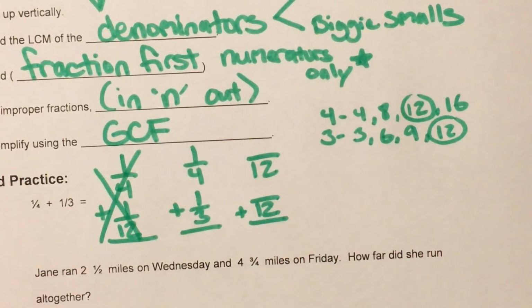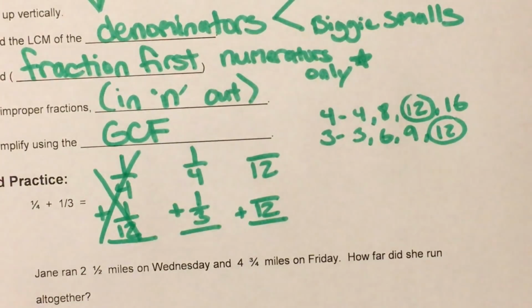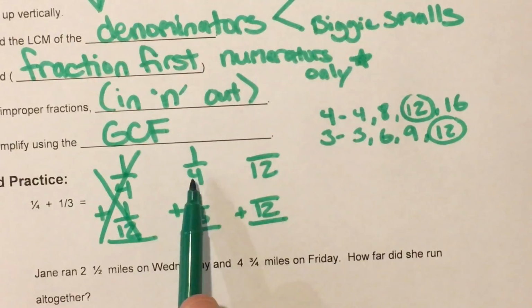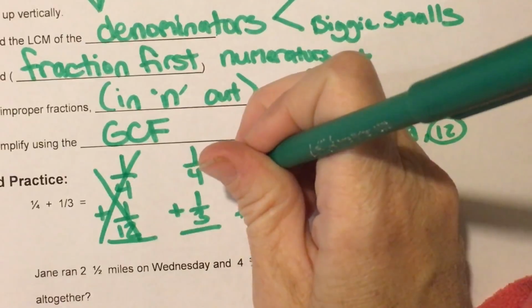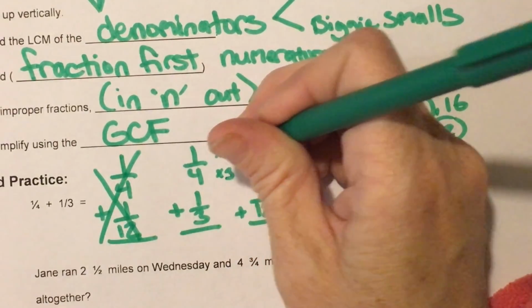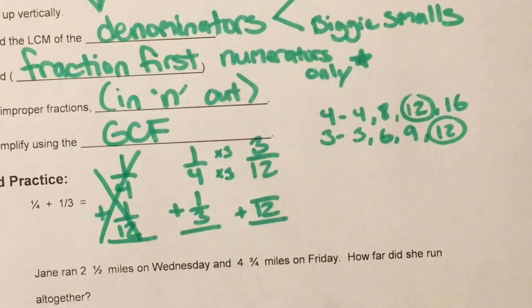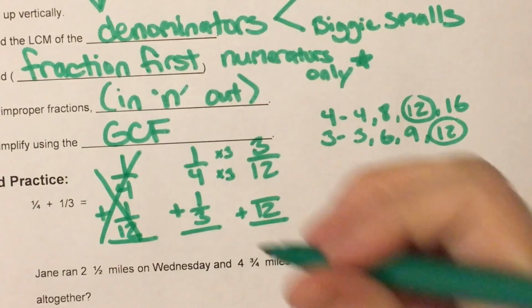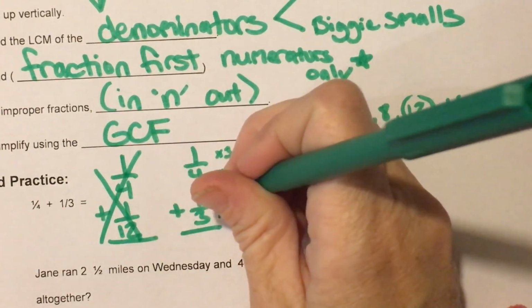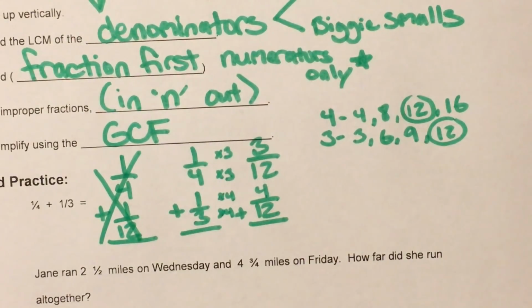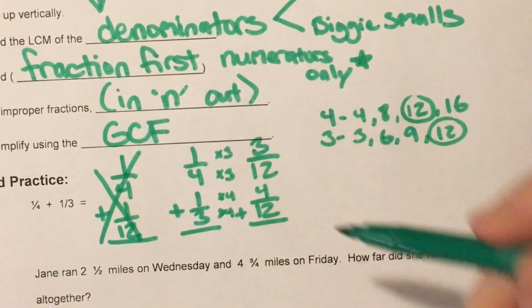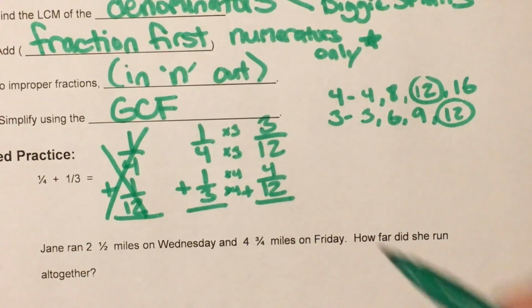Think about the area model. This is when you added those lines to make them match. Okay, so how did the 4 turn into a 12? How did this denominator become a 12? I gave you the answer. It was multiplied by 3. So I'm going to multiply those by 3. How did this denominator of 3 turn into that denominator of 12? It was multiplied by 4.